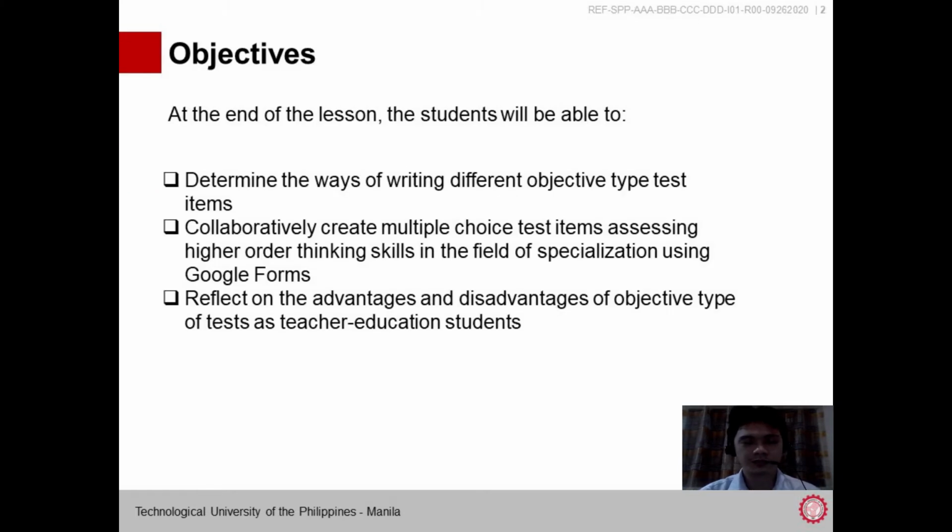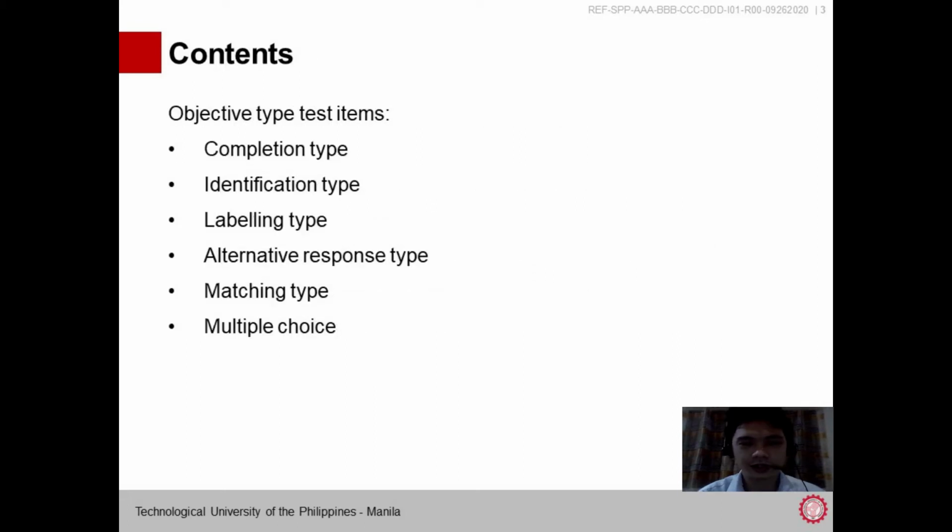These are our objectives. At the end of the lesson, the students will be able to determine the ways of writing different objective type test items, collaboratively create multiple choice test items assessing higher order thinking skills in the field of specialization using Google Forms, and reflect on the advantages and disadvantages of objective type of tests as teacher education students. These are the topics that we will be tackling today. The different objective type test items are completion type, identification type, labeling type, alternative response type, matching type, and multiple choice type.